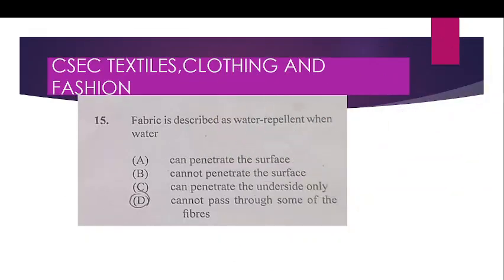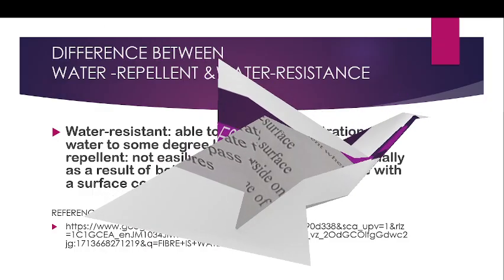Finally, for now, number 15, fabric is described as water repellent when water cannot penetrate the surface. So that's B. Initially, I thought it was cannot pass through some of the fibers, but based upon extra research, I now can conclude that it is B, cannot penetrate the surface, unlike D, right? So B should be the answer.